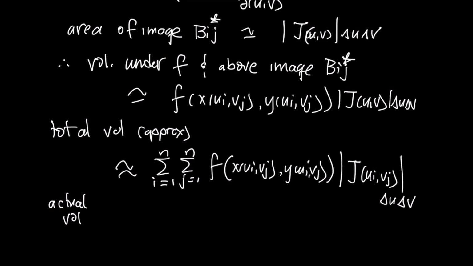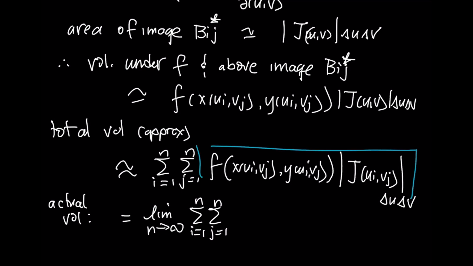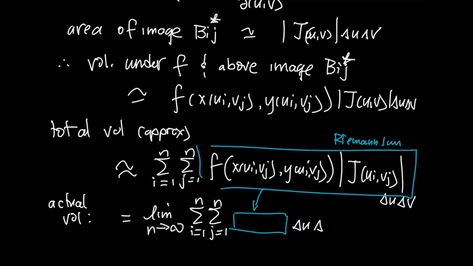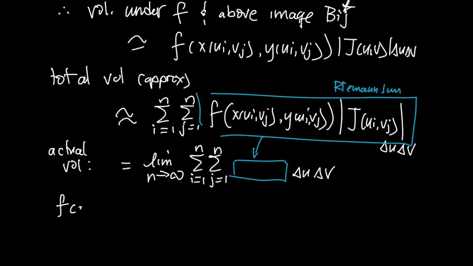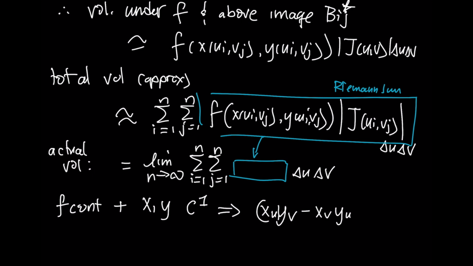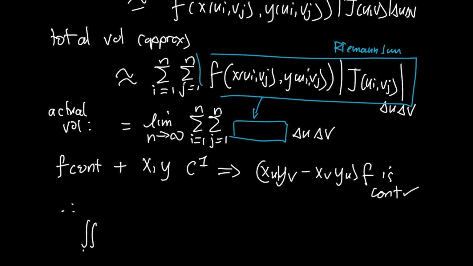And then the actual volume is a limit as n goes to infinity of this double sum, i equals 1 to n, j equals 1 to n. All of this stuff right here, remember that this is a Riemann sum, and so all of this stuff in the blue box gets to go there, delta u, delta v. And because f is continuous, and because these x and y are C1, each one of these partial derivatives that we'll find in the Jacobian times our function f is also continuous. And that means the integral exists.